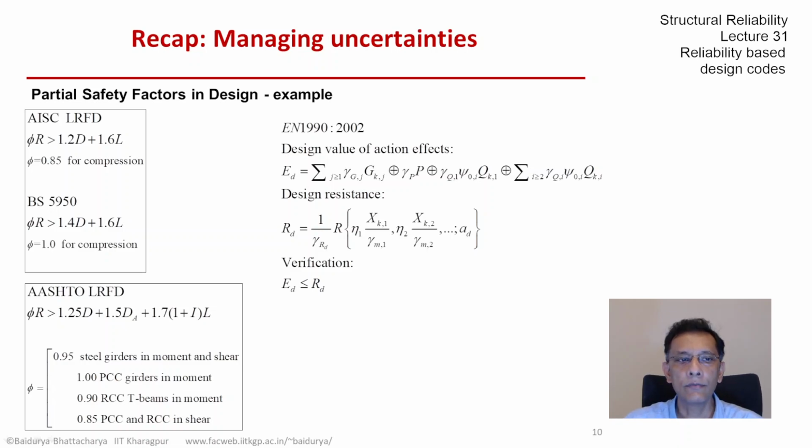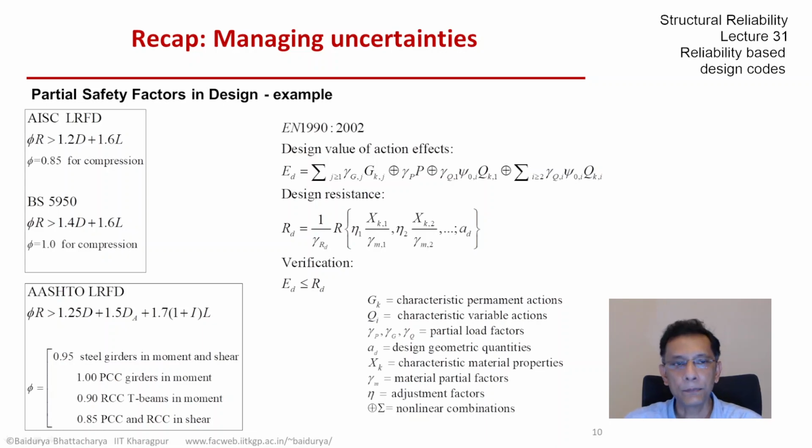So the design process or the design checking exercise looks something like this. So let's go through this set of equations term by term. So the design value of the action effects ED, that needs to be compared with the design resistance RD. In the bottom right side, you see all the quantities that need to be considered. So let's take a look at them one by one. We have the characteristic value or the nominal value of the permanent actions. We have the nominal values of the variable actions, the Qs.